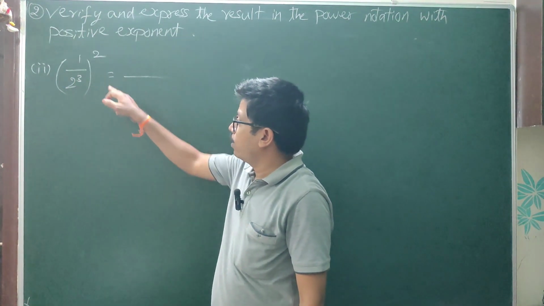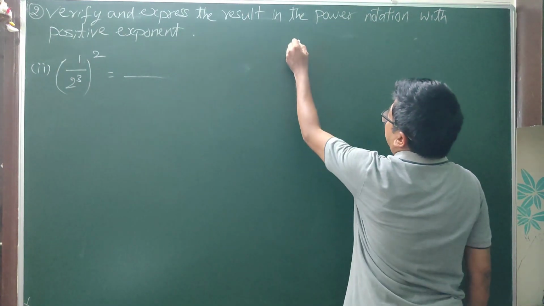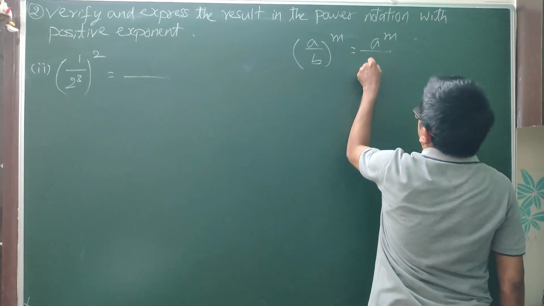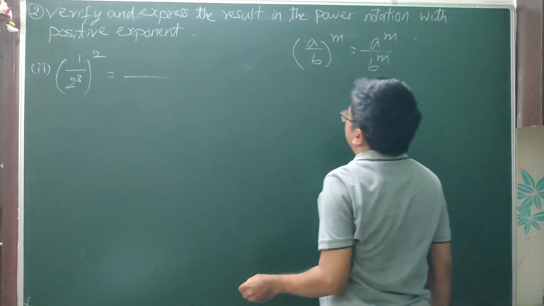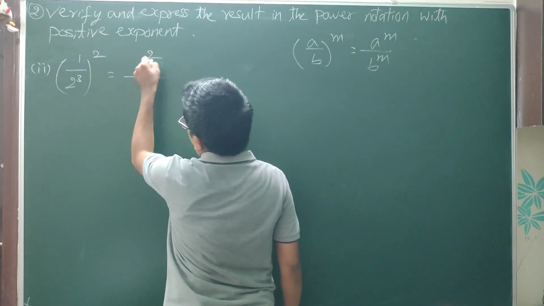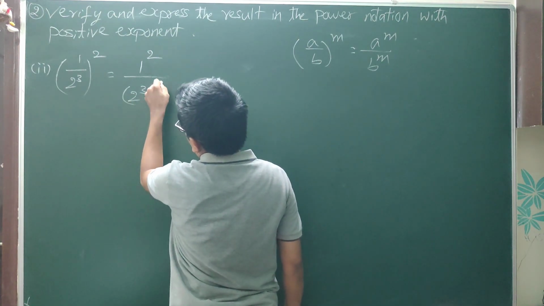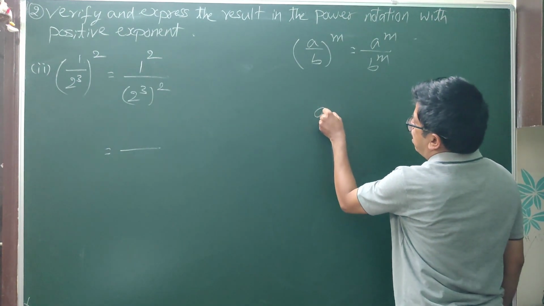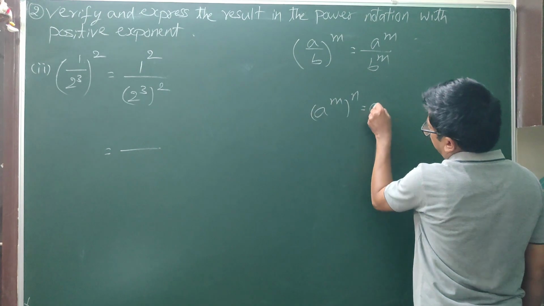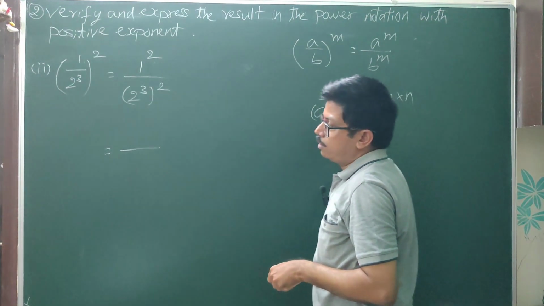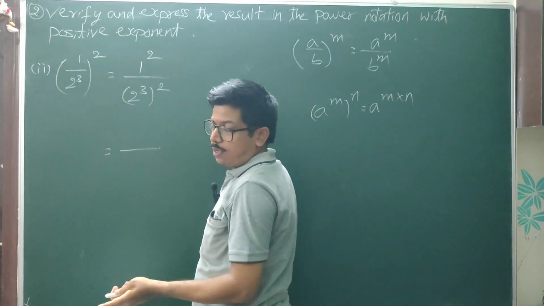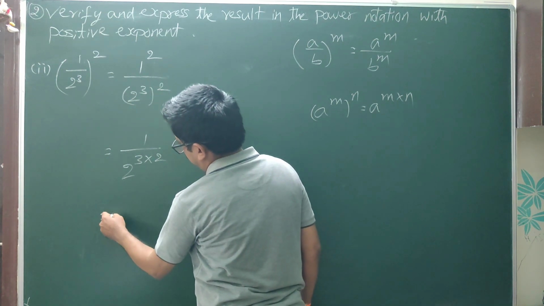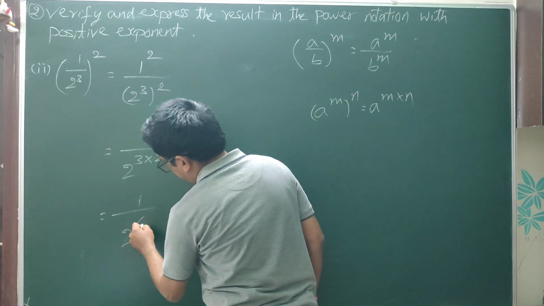1 by 2 cube of whole square. Now remember one formula here: a by b whole power m equal to a power m by b power m. So likewise we will write it as 1 square by 2 cube whole square. Now a power m whole power n equal to a power of m into n. 1 square means 1 into 1, again 1 only. Here 2 power 3 into 2 equal to 1 by 2 power 6.